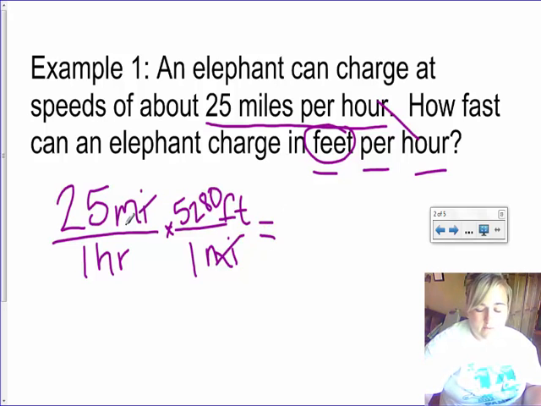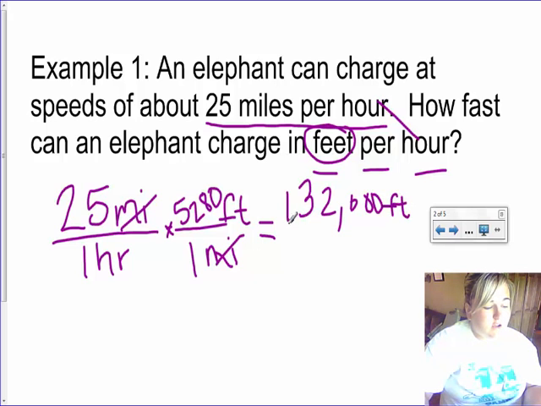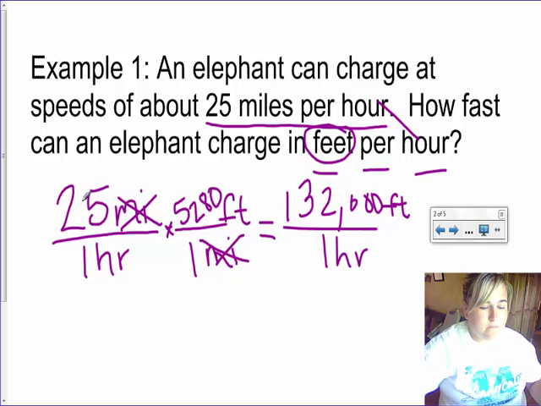Miles and miles cancel out. And whenever we multiply fractions, we multiply straight across. So we're going to take 25 times 5,280. And that gets us 132,000 feet per 1 hour. Because that hour just comes straight across. Feet is our label because these two labels are gone. We don't have to worry about those. And we just multiply 25 times that 5,280.